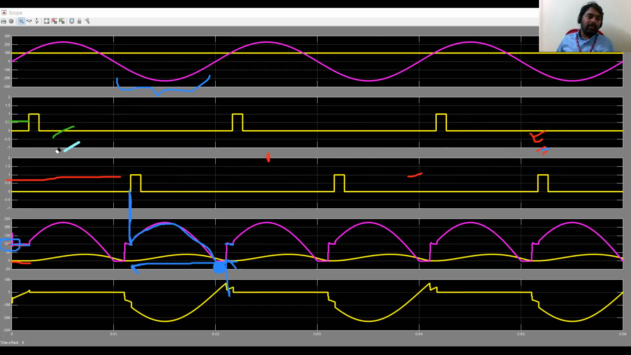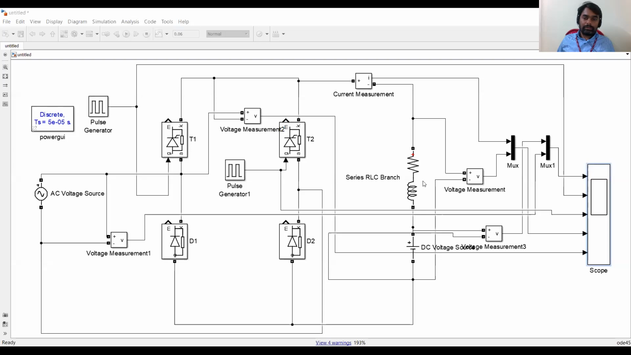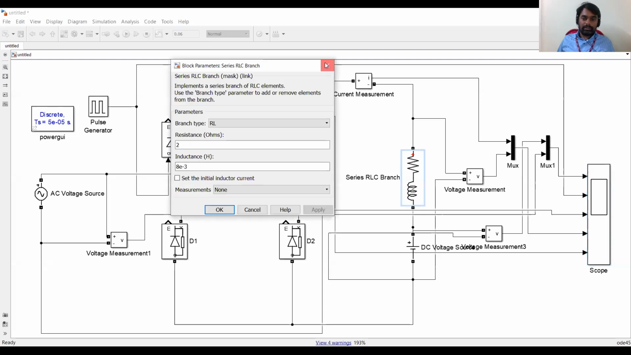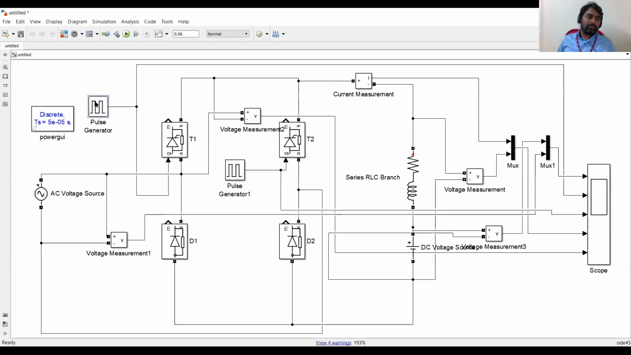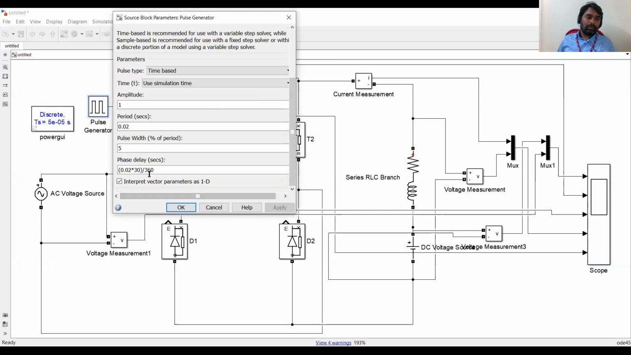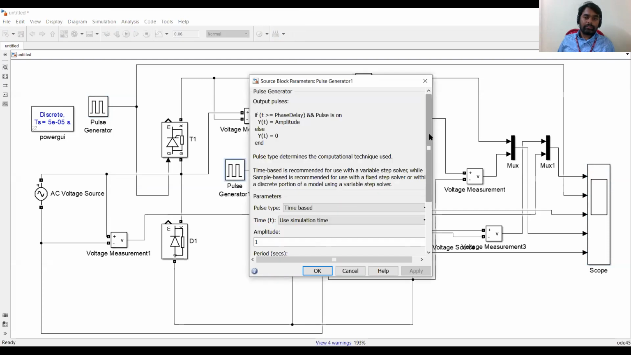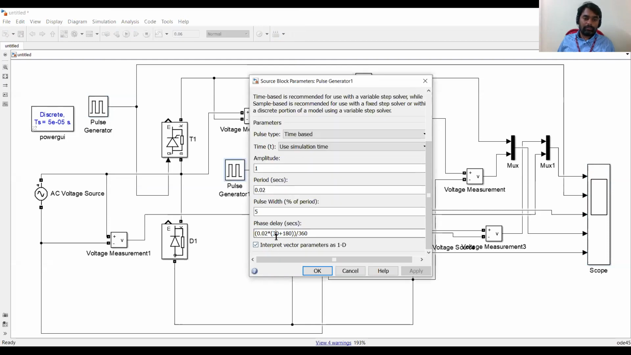Right. Similarly, let us decrease the battery voltage to some 50 volts, and let us increase the inductance to some 8 millihenry. So now it is already 8 millihenry. Now decrease the battery voltage to 50 volts, and now we'll operate this converter at 60 degrees firing angle. So T2 should trigger at 180 plus 60.